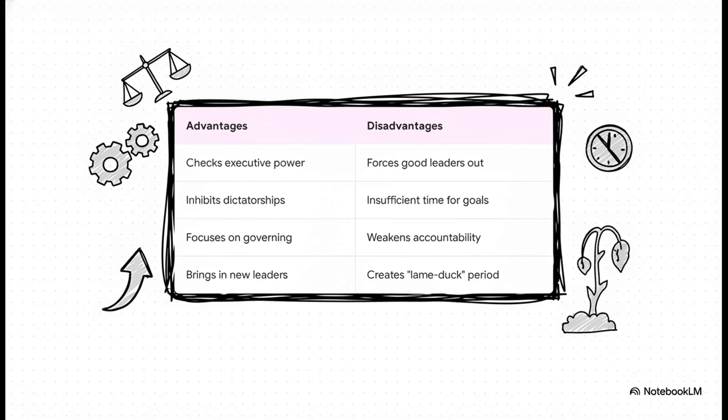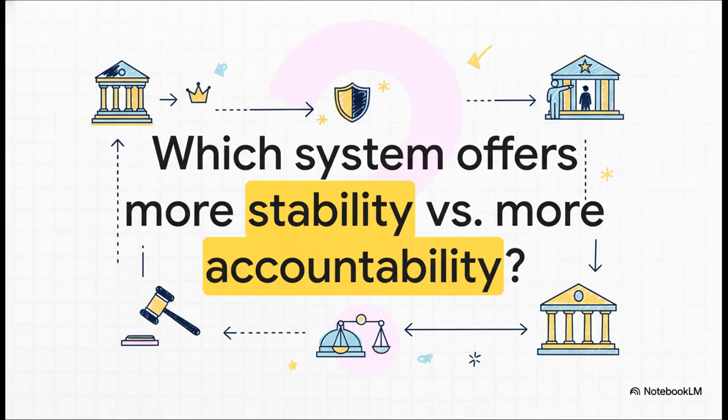That's that awkward time when a new leader has been elected, but the old one is still hanging around. Their power just evaporates because everyone knows they're on their way out, which makes it almost impossible to get anything important done. And that brings us right back to the central puzzle. And I'll tell you right now, there is no easy answer.